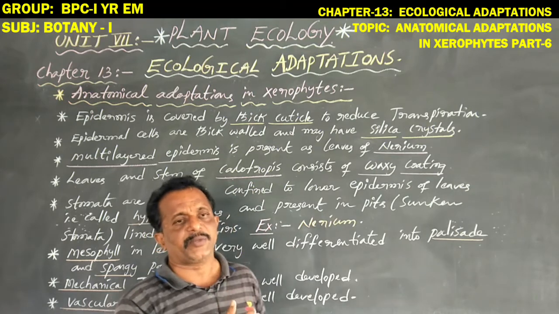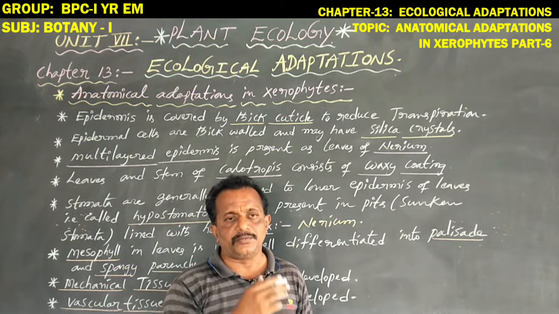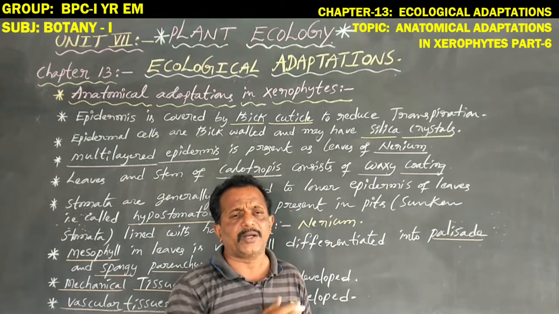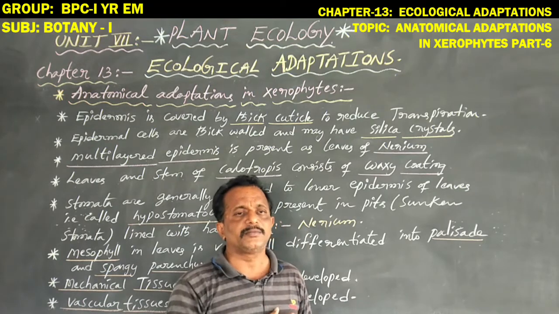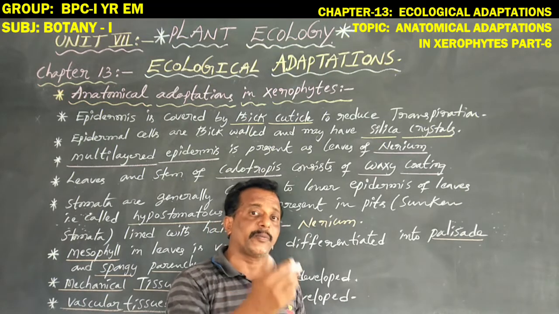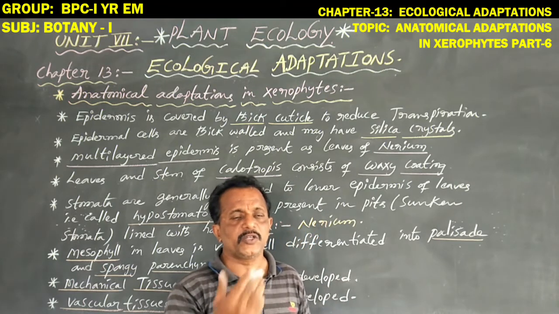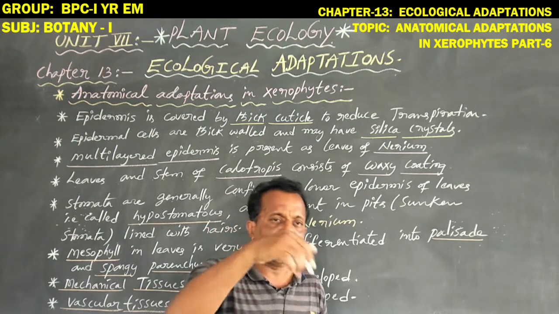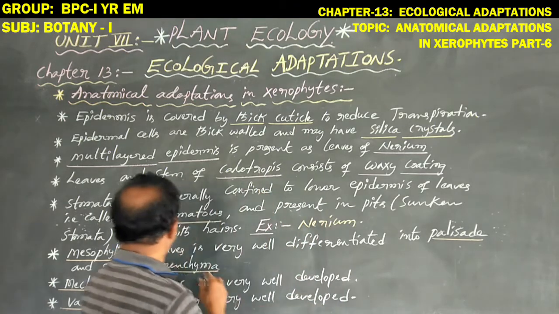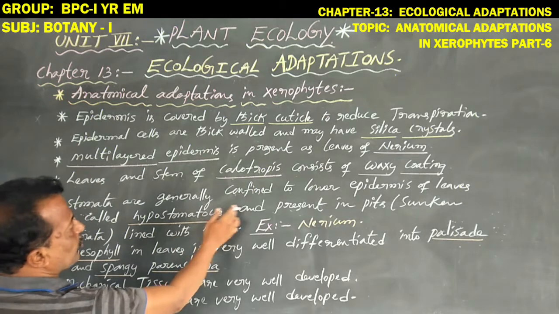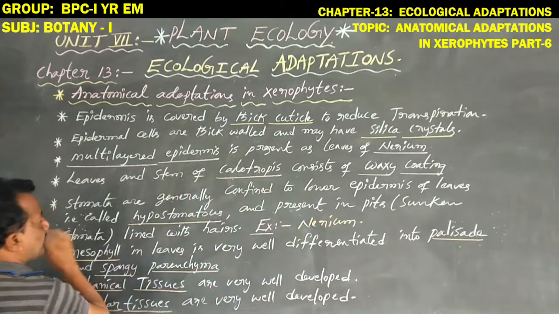In some of the mesophytic plants, the stomata appear on the upper epidermis, that is called epistomatous. But in xerophytic plants, the stomata are clearly shown on the lower epidermis of the leaves, that is called hypostomatous. And at the same time they are present in pits, that is sunken stomata.